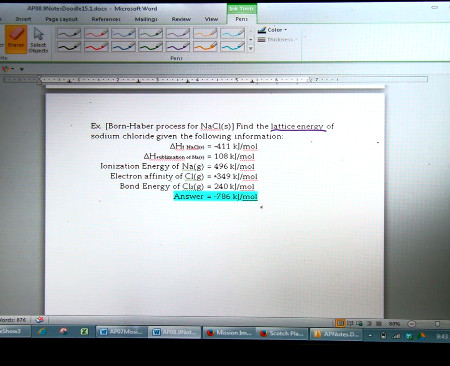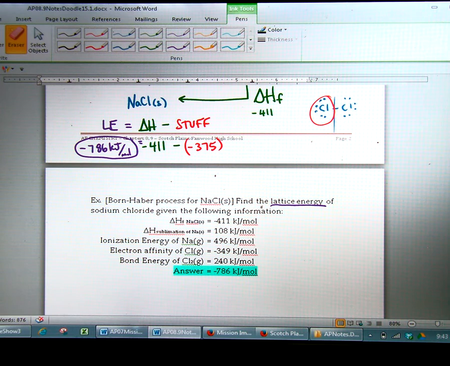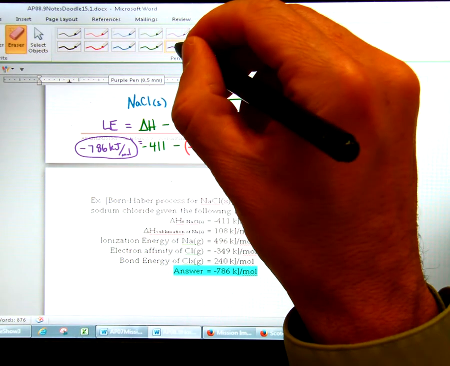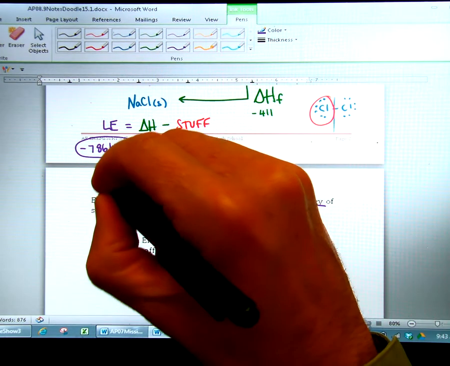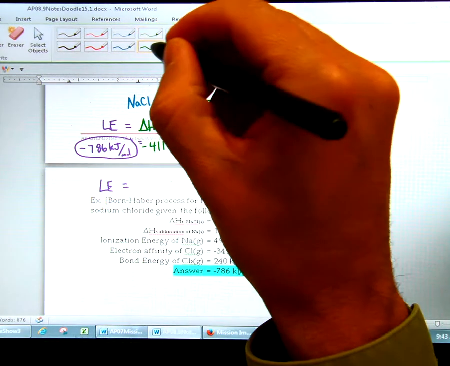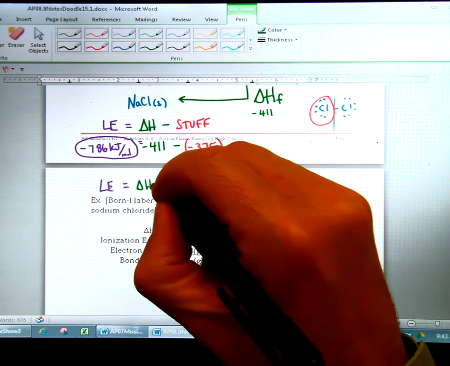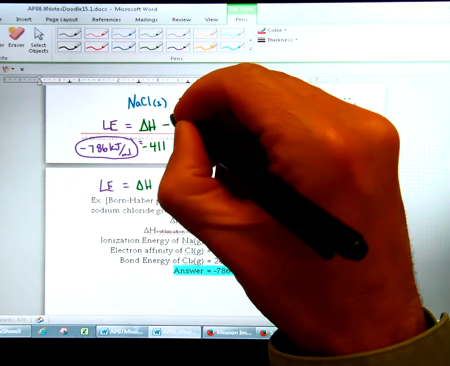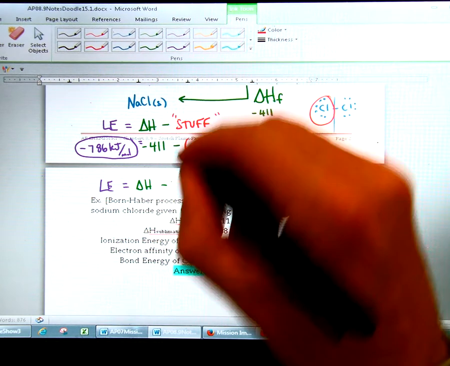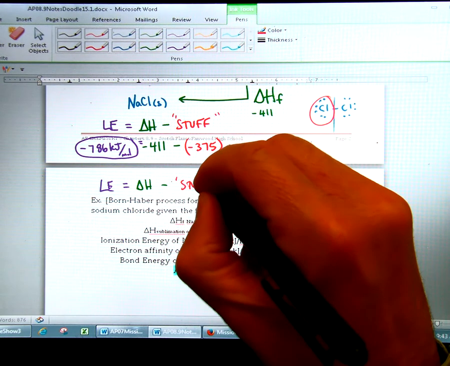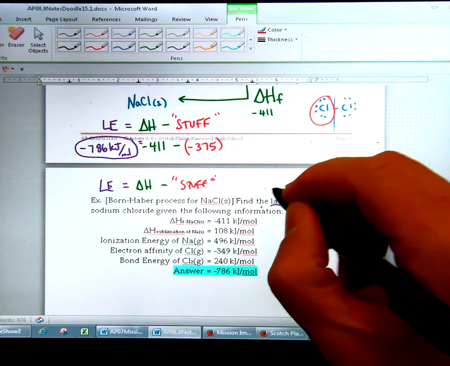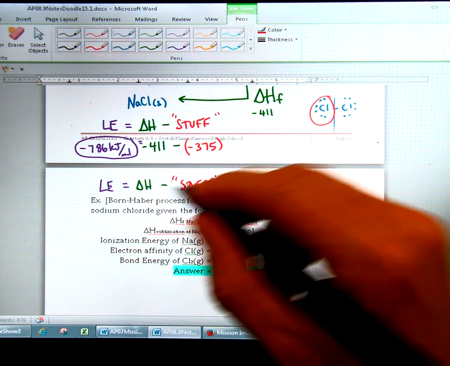Now we're on page 3 of the AP Chapter 8 and 9 packet, and we're again finding the lattice energy of sodium chloride, but this time we're going to find it using what's called Hess's law. You'll recall that last notes we said that lattice energy equals delta H minus stuff. What I would recommend is changing that formula and solving so everything is positive.